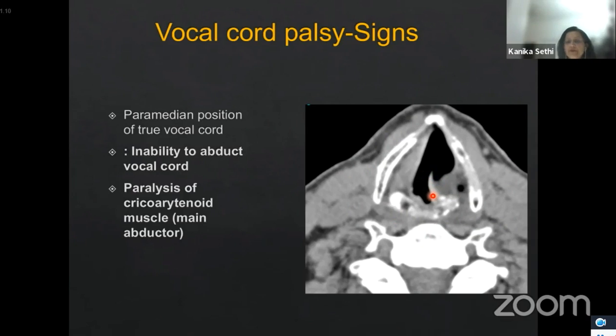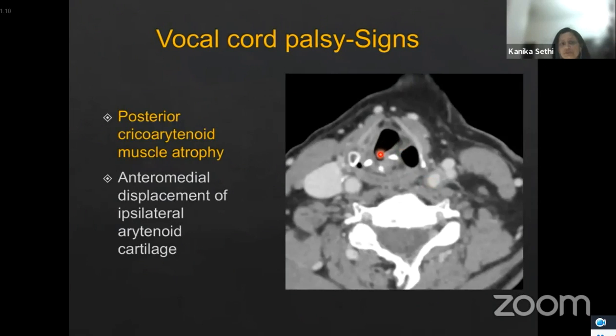Why does this happen? Because in vocal cord palsy, there will be paralysis of the cricoarytenoid muscle, which is the main abductor of the cord. So if that gets paralyzed, the vocal cord cannot abduct or go laterally. So a paramedian position of the vocal cord in normal breathing when you image the patient is a sign of vocal cord palsy. This is how you see it on the axial. This is the dilated laryngeal ventricle.